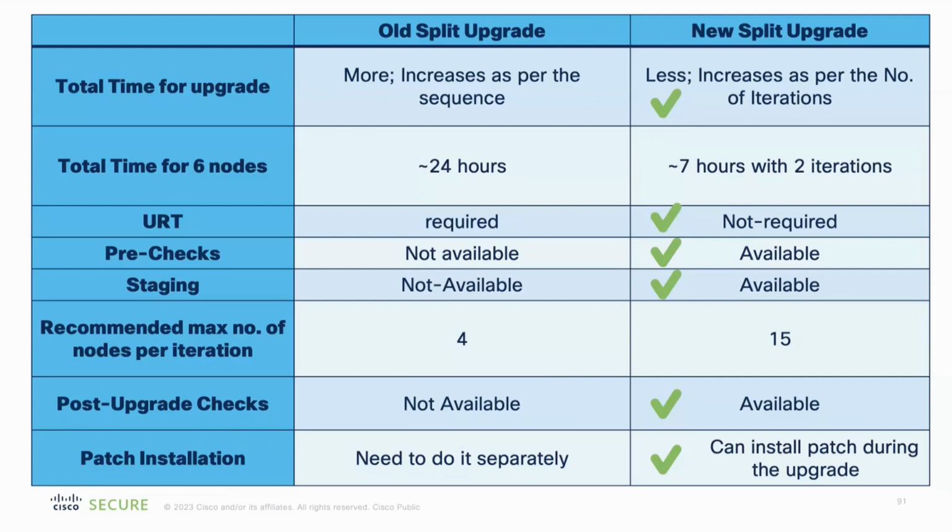There was no staging concept, but now there is a staging concept. The recommended maximum number of nodes per iteration was considerably less in the old split upgrade. We were recommending a maximum of 4 nodes in any sequence. Whereas in the new split upgrade method, you can upgrade 15 nodes per iteration. So even if you have a very large deployment, you can go for batches. Each batch can even have 15 nodes.